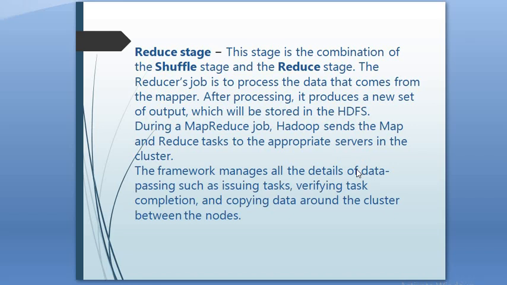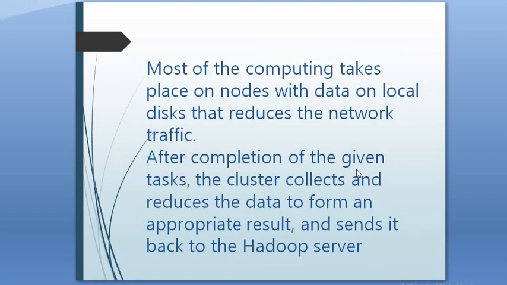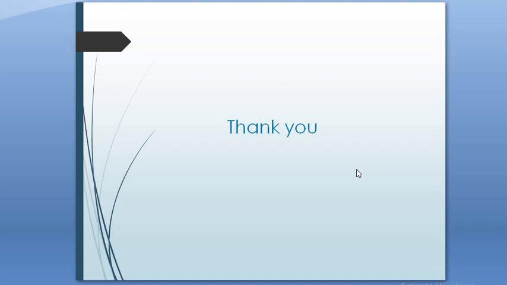During a MapReduce job, Hadoop sends the map and reduce tasks to the appropriate servers in the cluster. The framework manages all the details of data passing such as issuing tasks, verifying task completion and copying data around the cluster between the nodes. Most of the computing takes place on the node with the data on local disk, which reduces the network traffic. After the completion of the given task, the cluster collects and reduces the data to form an appropriate result and sends it back to the Hadoop server.